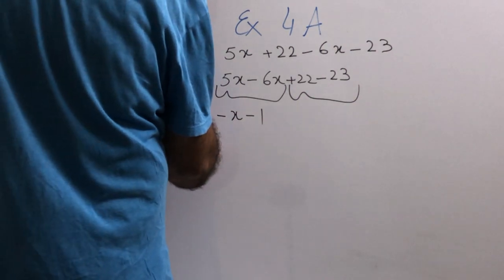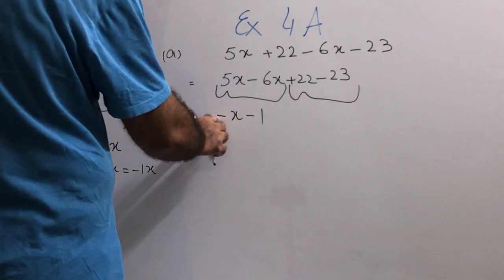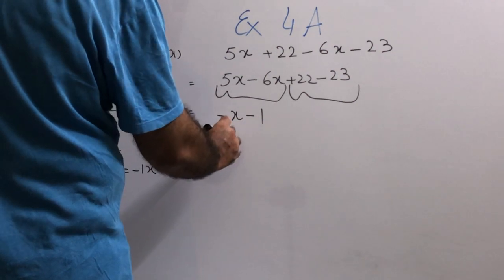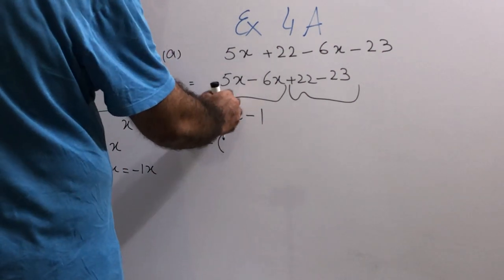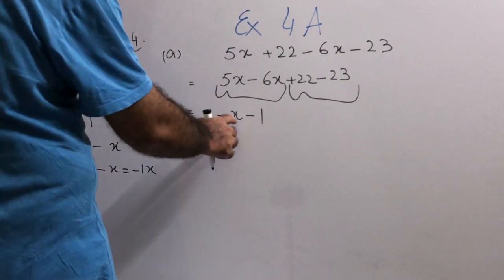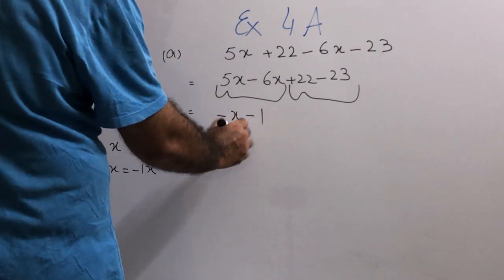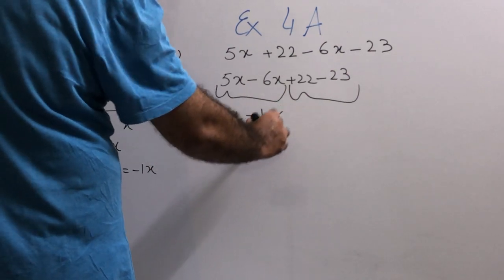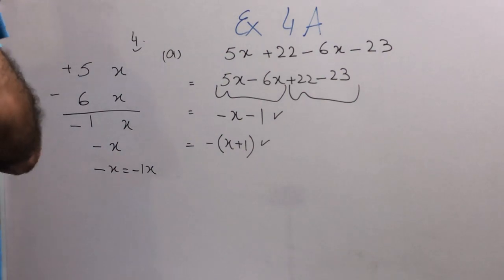You can do one more thing if you want to do. You can take minus common out of this whole. You will put bracket, and inside every symbol will change. It will become positive. It will also become positive. Okay. This is the answer. This is also the answer after taking minus as common.